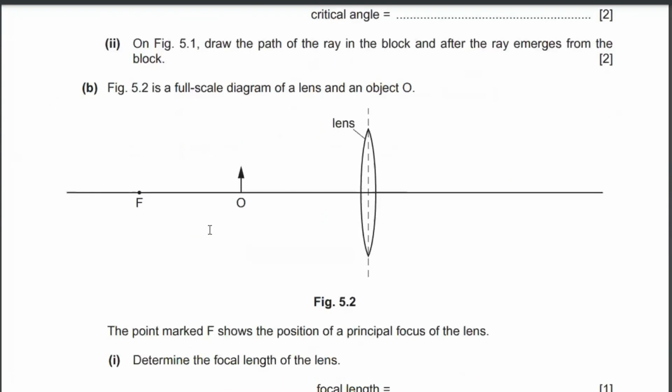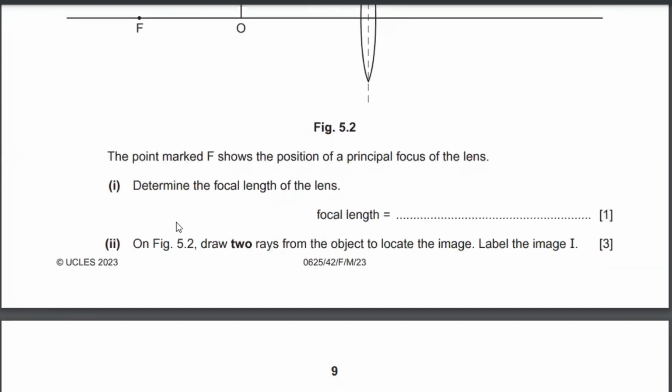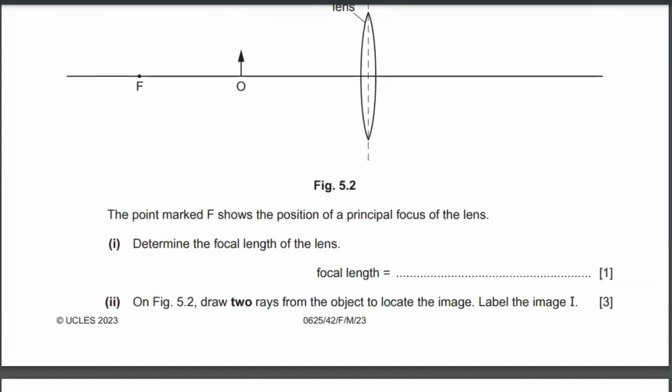So next question is figure 5.2 is a full scale diagram of a lens and an object O. So object is placed here. This is a lens and this is the focal point of the lens. So this is where all the rays which are moving parallel to the principal axis will meet. All the rays that meet at a point is where the focus is for this lens. So first is to determine the focal length. So to measure the focal length, we just have to measure the length between the focal point and the center of the lens. So this would be the focal length, F.